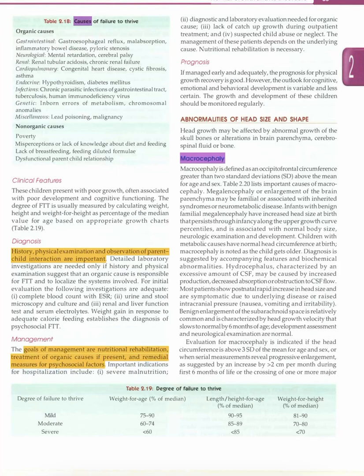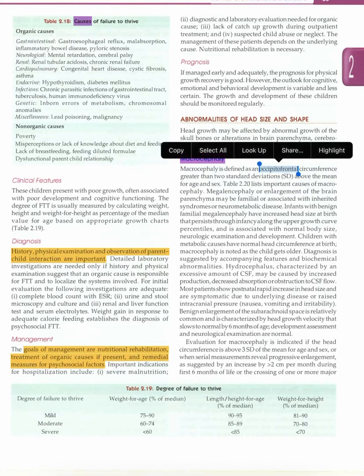Abnormalities of the head size and shape. Head growth may be affected by abnormal growth of the skull bone or alteration in brain parenchyma, cerebrospinal fluid, or bone. Macrocephaly. Macrocephaly is defined as an occipitofrontal circumference greater than 2 standard deviations above the mean for age.